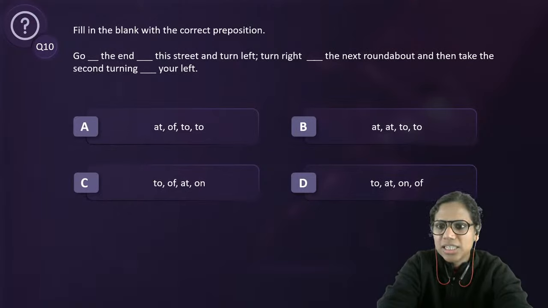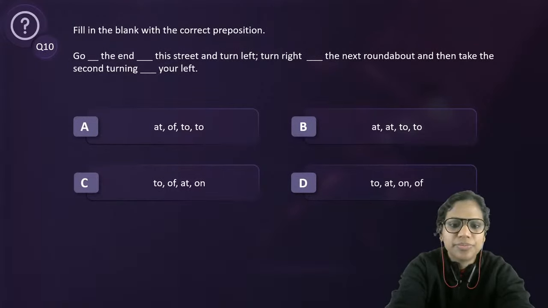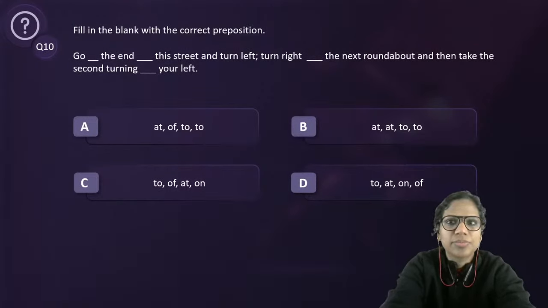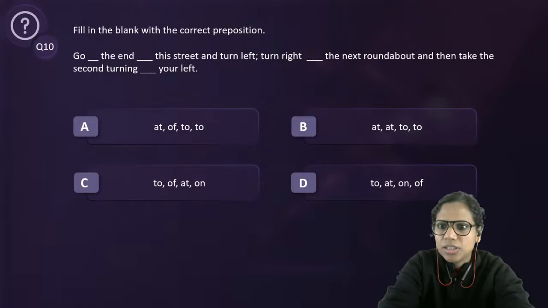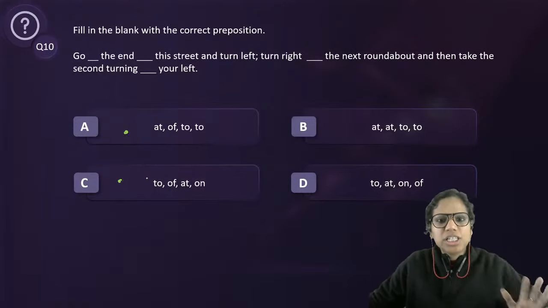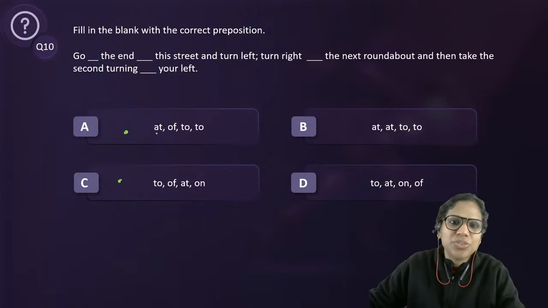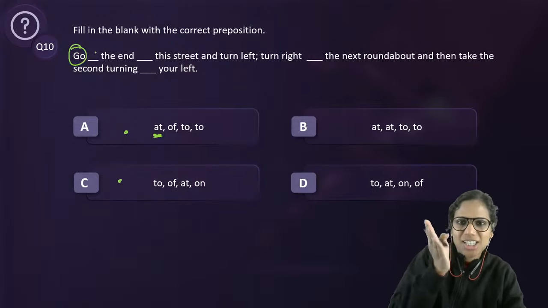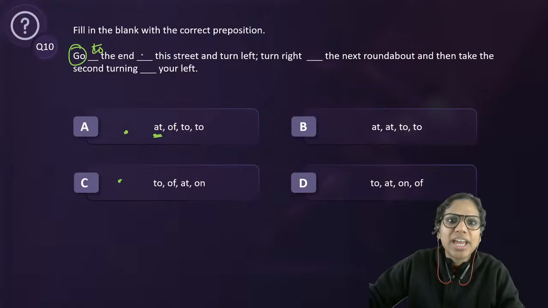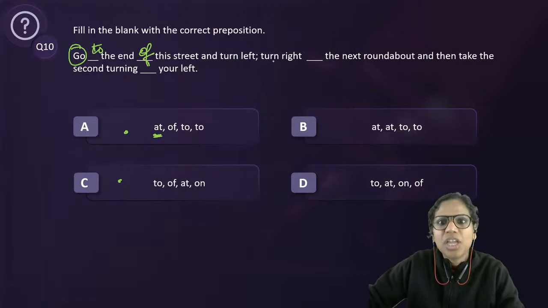All right. C is what I've got. So basically C, A. Mostly C is summings. Go dash the end, dash this street. Go, you are saying at the end. When I'm saying go, I am indicating a destination to you, isn't it? So go to the end of this street and turn left. Turn right at the next roundabout.